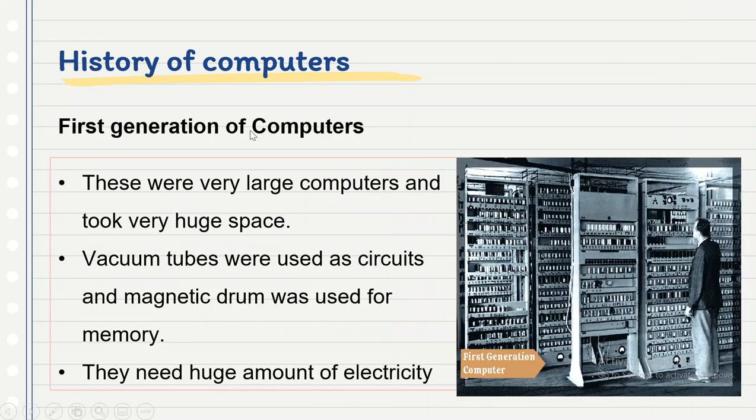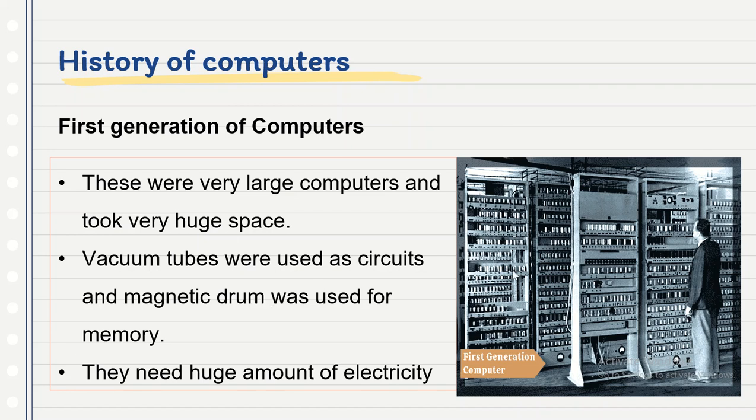Now, first generation of computer, as you can see in the picture, they are very big, they are very large. They required a space like a big room, and they needed too much electricity. So they were very large computers and took very huge space. Vacuum tubes were used as circuits, and magnetic drum was used for the memory.